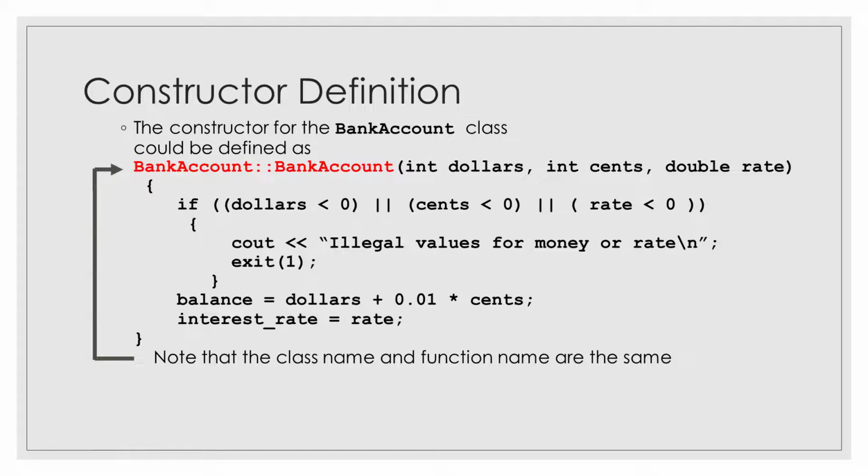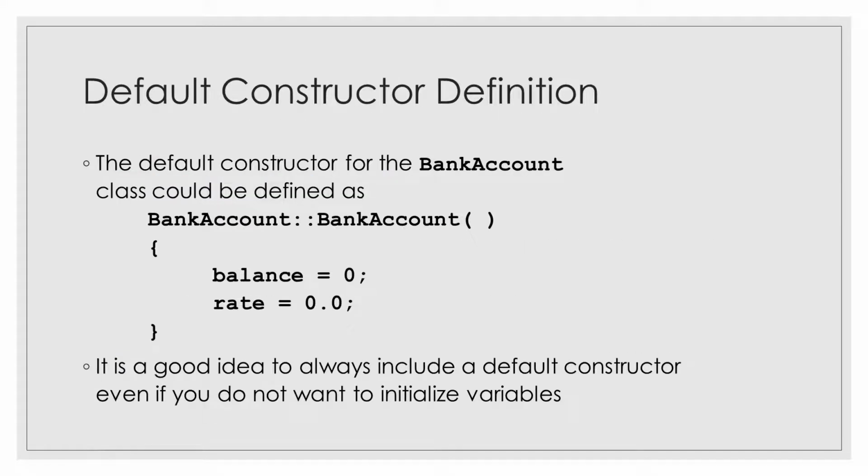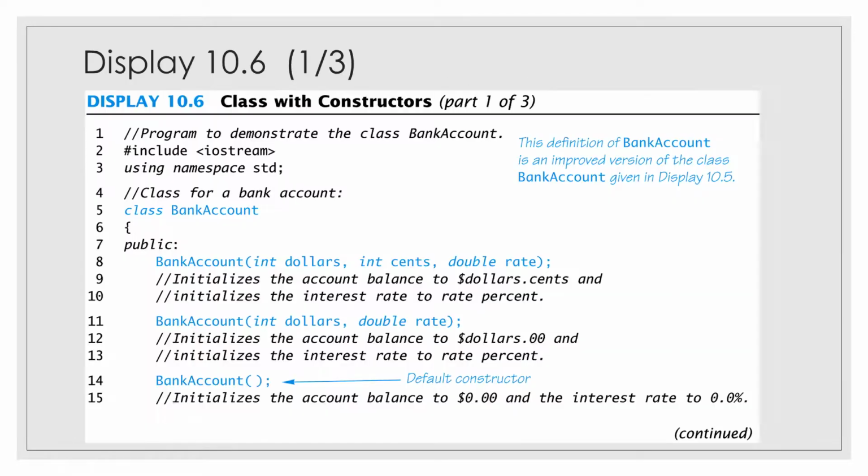Notice also that bank account constructors belong to the bank account class, so we use the scope resolution operator to indicate what's going on. This is the default constructor here. If we take a look at display 10.6 in the textbook, we'll see your author giving quite a bit of detail about how exactly this works.